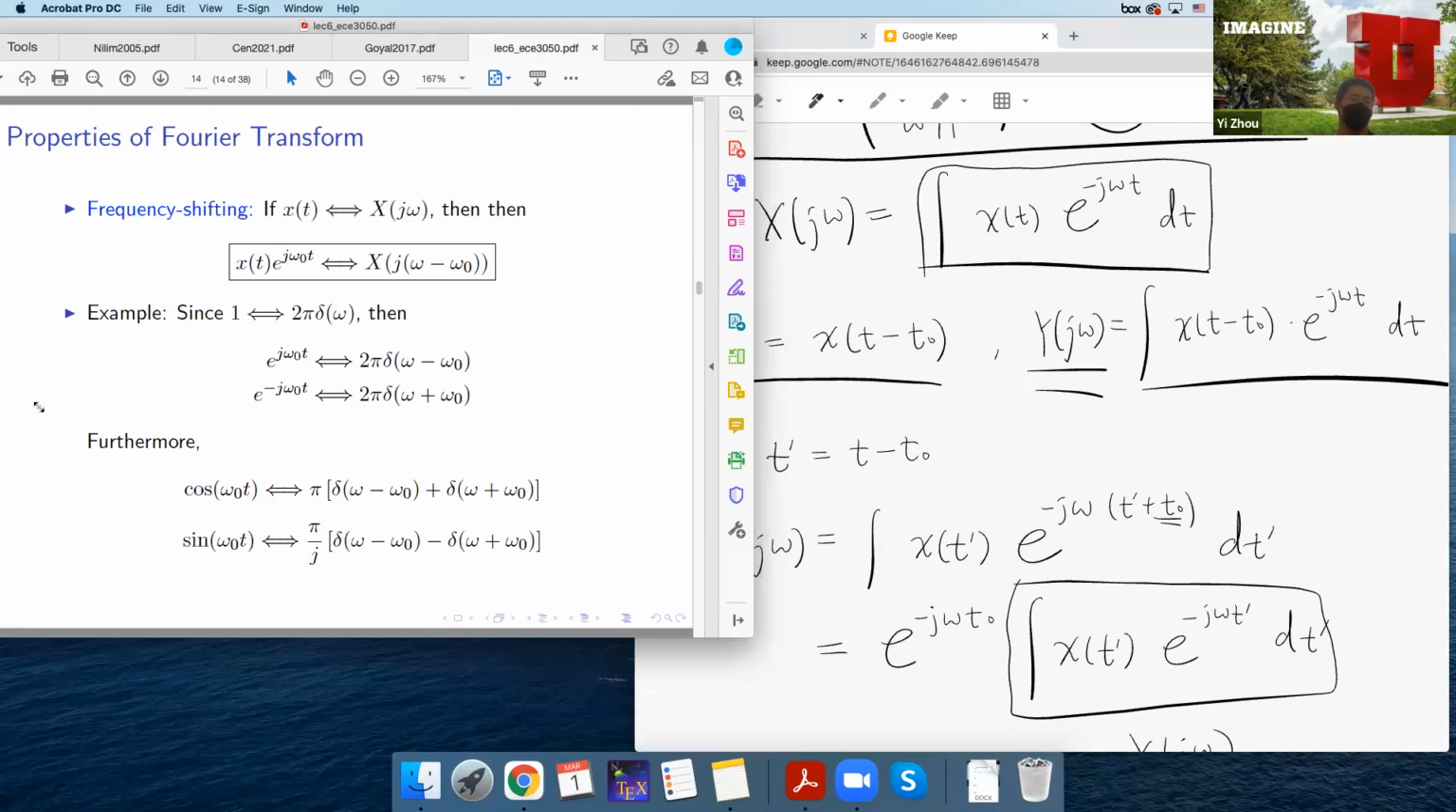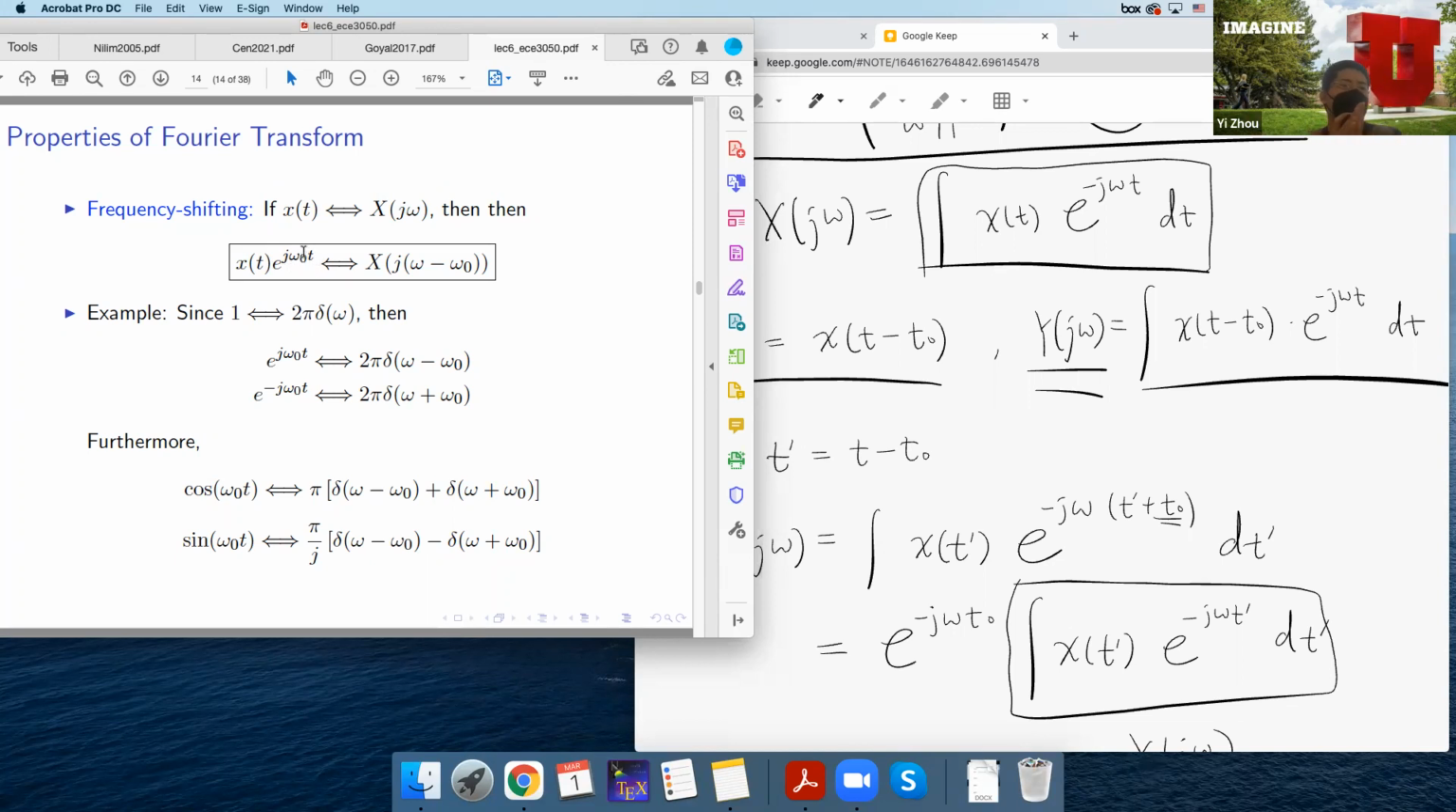And the next property is a duality of the time shifting property, called the frequency shifting property. And this is again extremely important. These two are probably two of the most important properties of the Fourier transform. So we have this original pair of Fourier transform, and then if we look at the signal x(t), the original signal, multiplied by this complex exponential signal, e to the power of jω naught t.